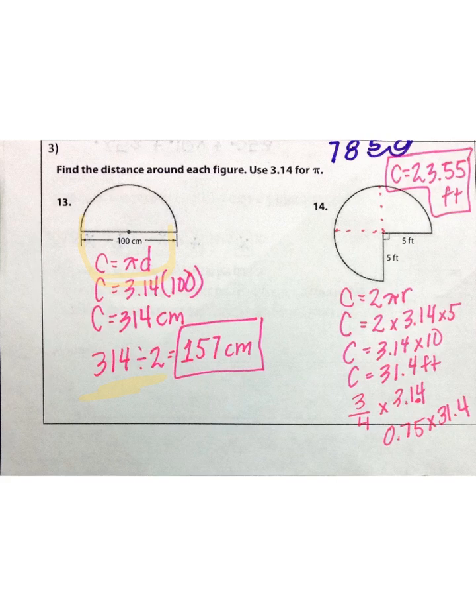Number 14, I did the same thing. Found the full circumference, so I wrote the formula, C equals 2 times pi times the radius, because I'm given a radius. I substituted my values. I doubled 5, which is 10, and then I got 31.4 feet.